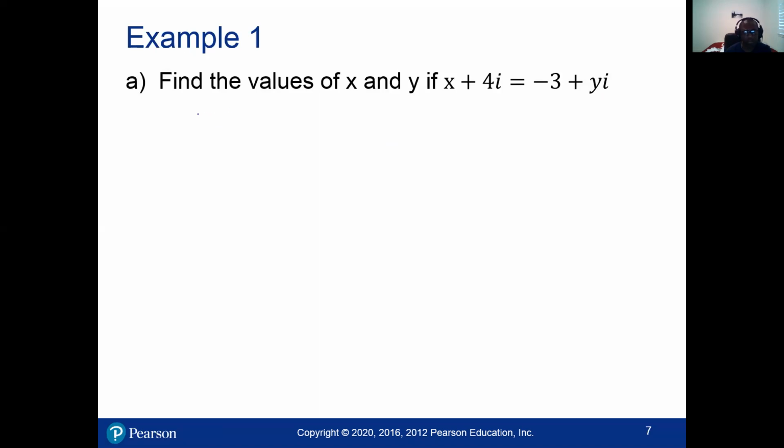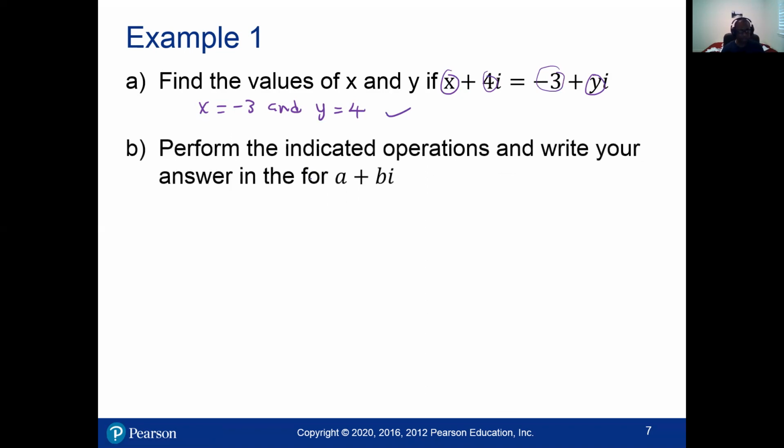So if you compare them, you see that x is equal to -3 and y is equal to 4. So this is true if and only if x is equal to -3 and y is equal to 4. That is it. Very simple. And then we perform the operations indicated.